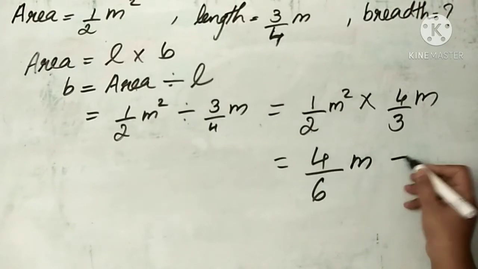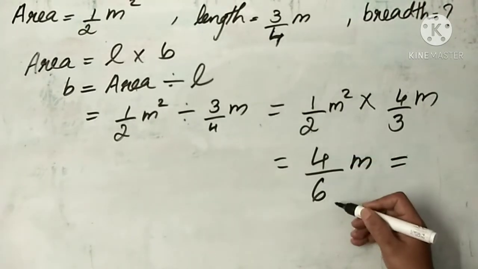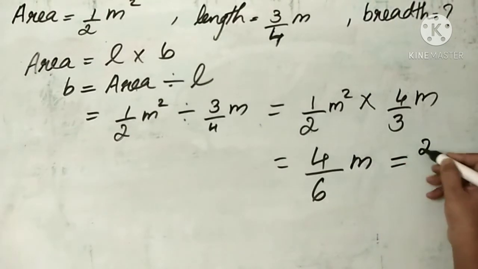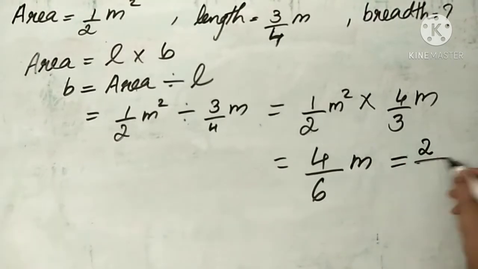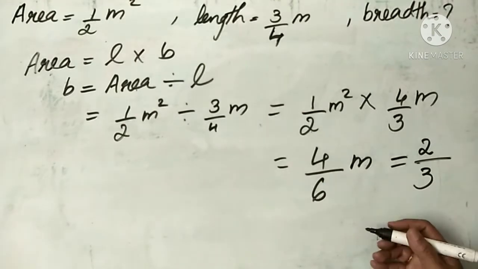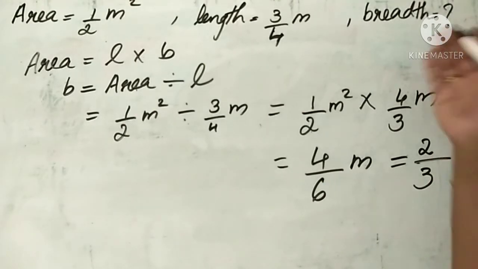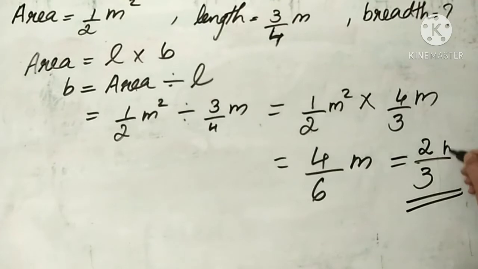So we can write this as, here 2 is a common factor. 4 will go 2 times in 2's table and 6 will go 3 times. So the length of the other side, or the breadth, we can write as 2 by 3 meter.